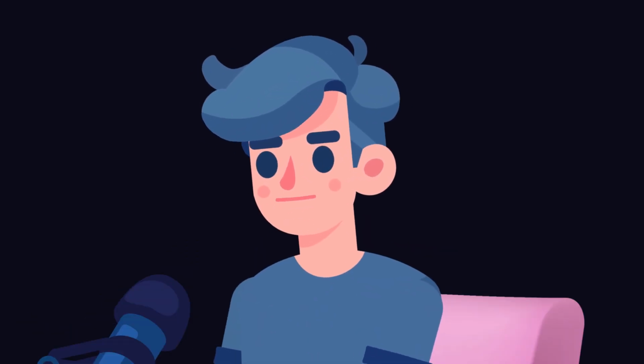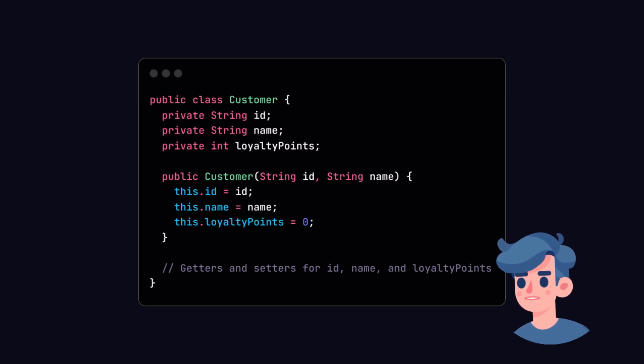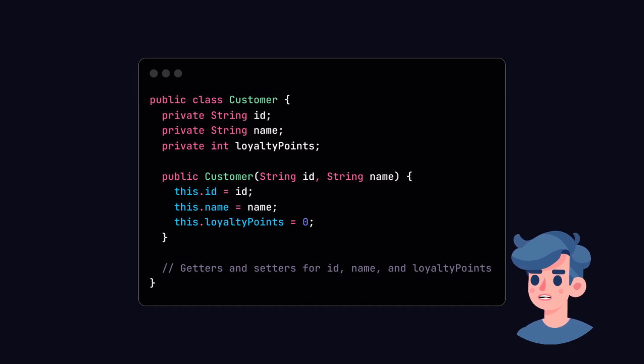Let's get started. First, let's outline the structure of our loyalty reward system. We will have customers, transactions, and loyalty points. Each customer may earn points for every transaction they make, and they can redeem these points for rewards.